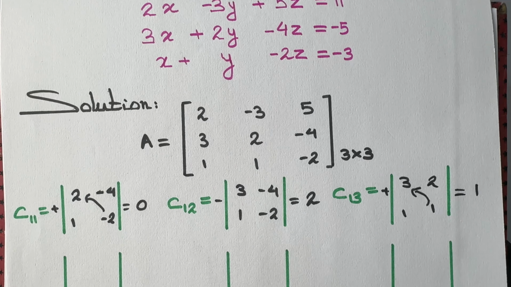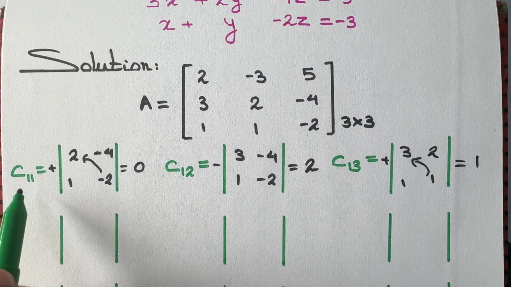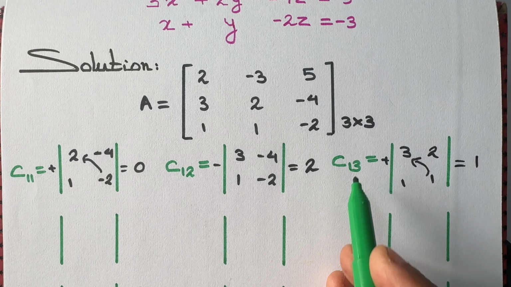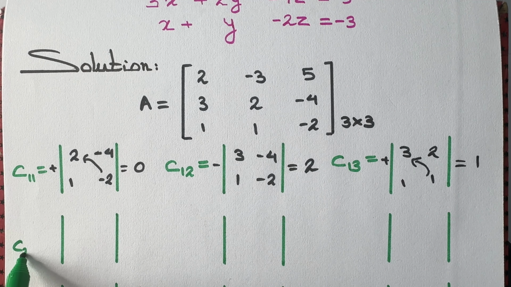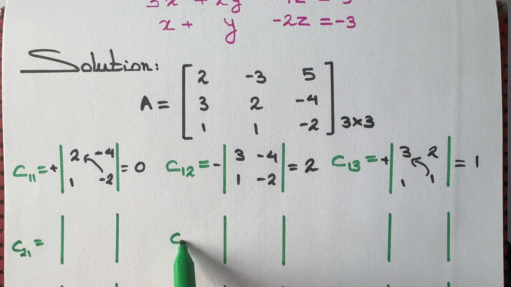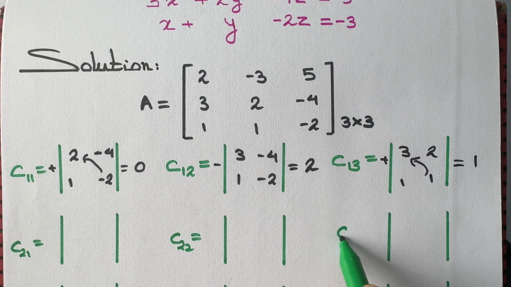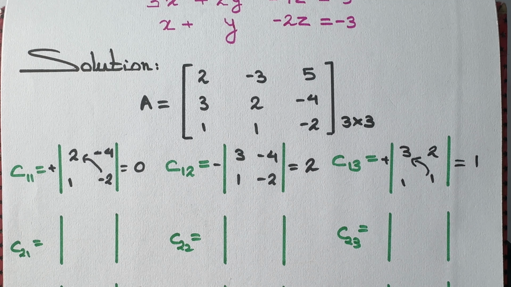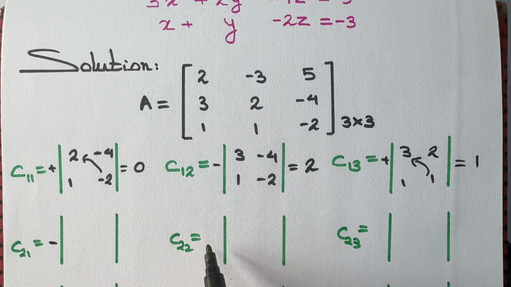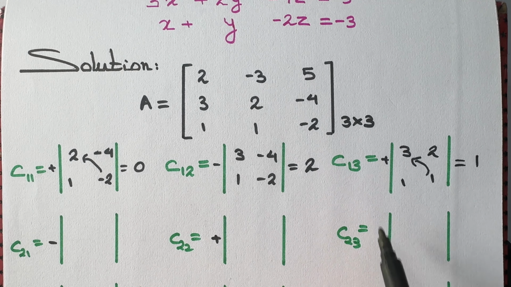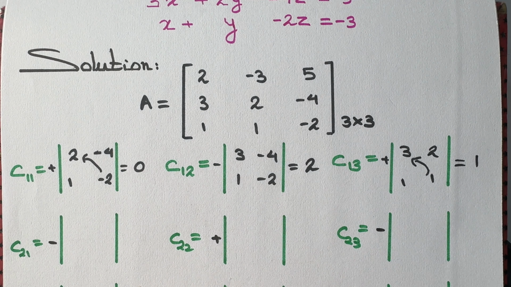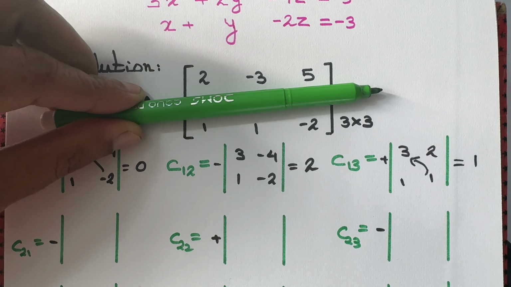How about the second row? We did C11, C12, C13. Let's find C21, C22, C23. We need to change the sign alternately: minus, plus, minus. Are we changing the sign alternately? The answer is yes.